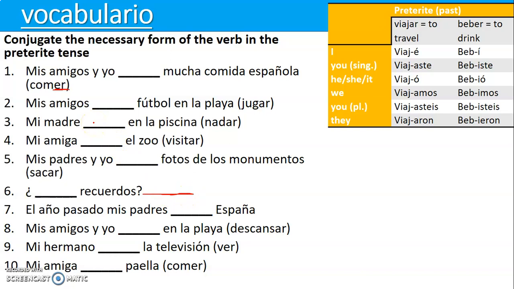Okay, so pause the video, have a go at that. Think about the subject of the verb, obviously. This first one's my friends and I, so think if that's going to be I, you, he, she, we. Pause the video.